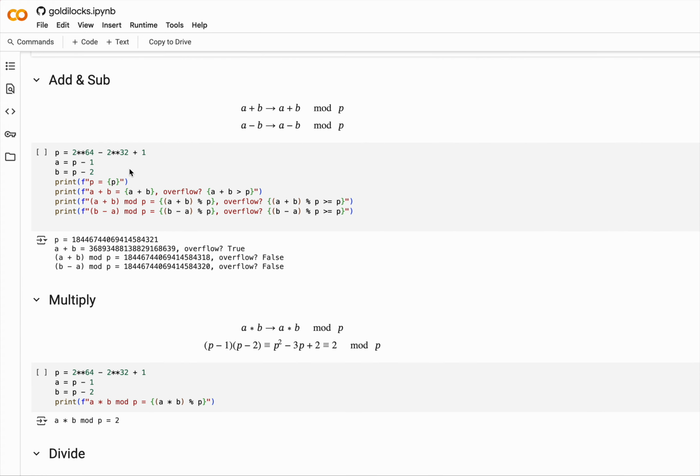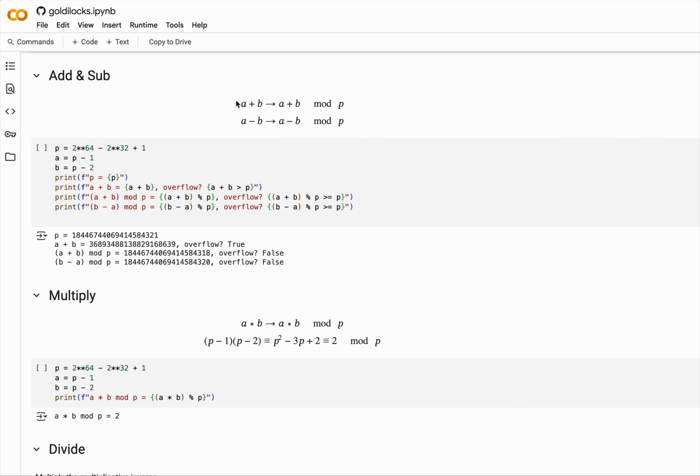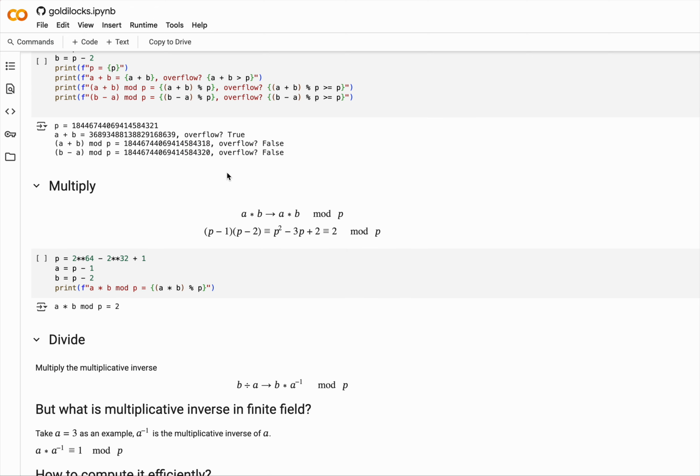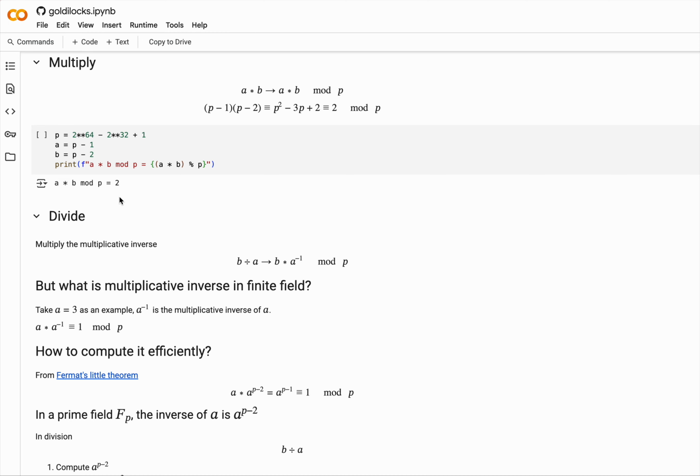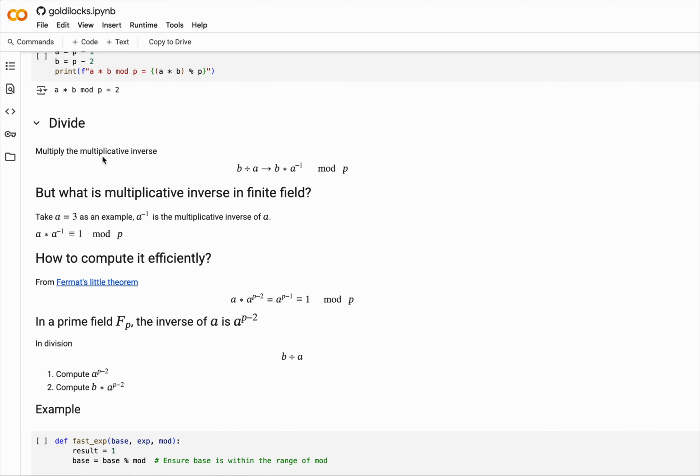And addition and subtraction are similar. You just compute a plus b modulo p and a minus b modulo p. For multiplying, it is also very easy. The tricky one is the division.